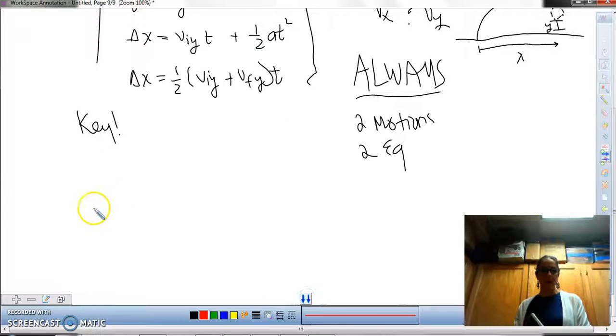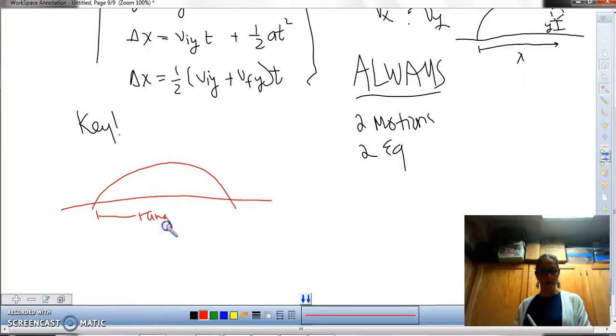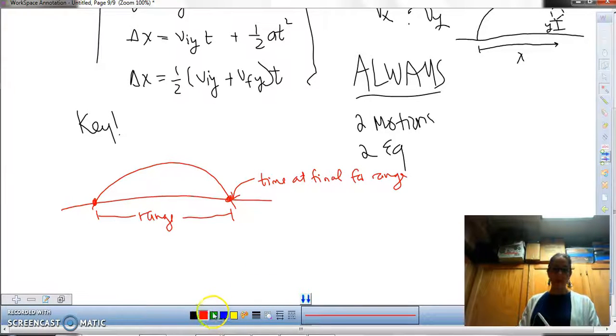What I mean by that is, for example, if you want to find range, or the x, you want the time at the final point. And the reason why is because when you start here, you're going to end here. So that's your final point there. But time for maximum height happens at a different location.